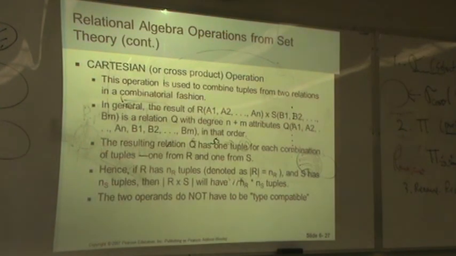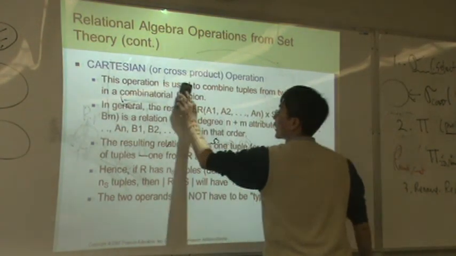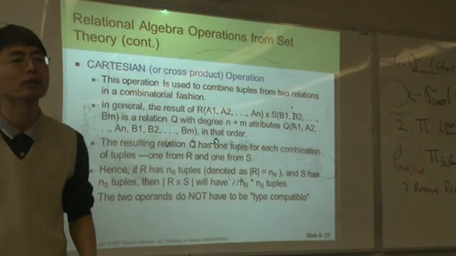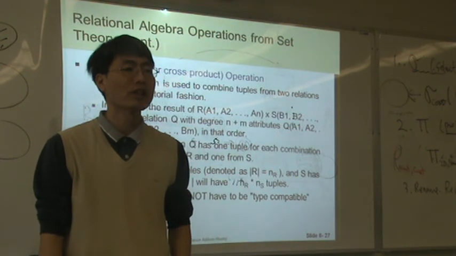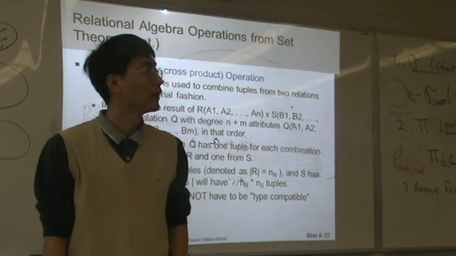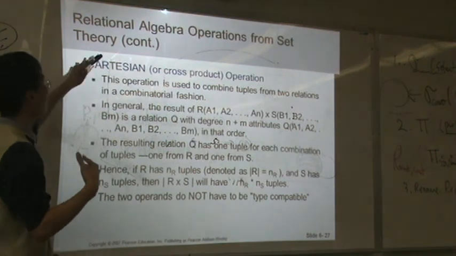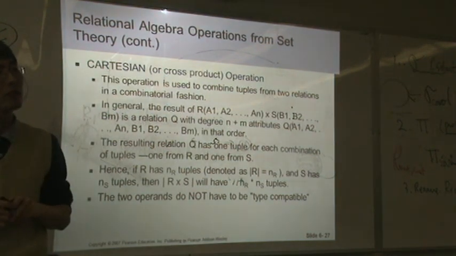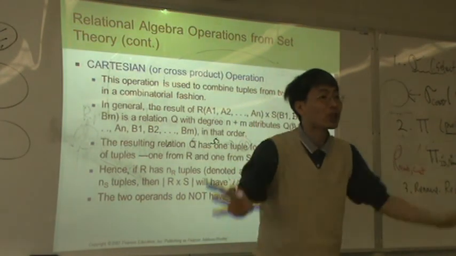And another set operation is the Cartesian product. What is a Cartesian product? I think we talked about it one time. It's all combinations of elements from two sets. It's the same thing. The Cartesian product in the relational model means all combinations of two relations.